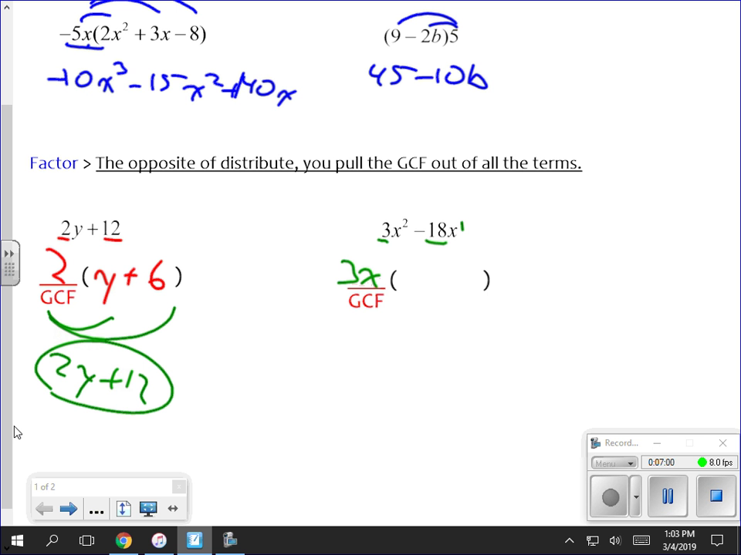Now, once I take the 3x out, what's left behind? I took the 3 out of here. It's gone. I had 2 x's. How many did I take away? 1. How many do I have left? 1. Minus. I had 18. I took out the 3. 18 divided by 3 is 6, so I'm left with the 6. Sorry, 6 times 3 is 18.